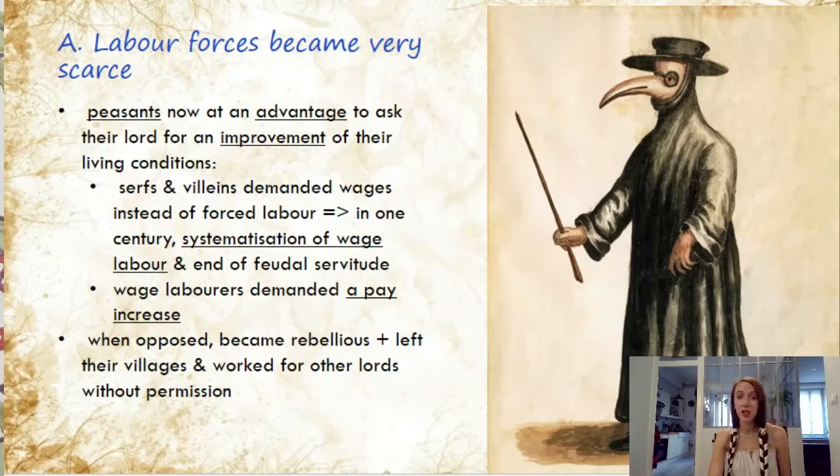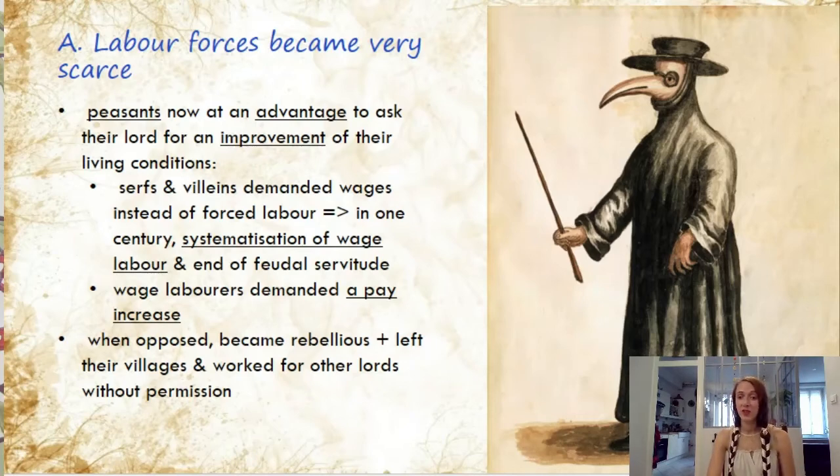In one century, there was the systematization of wage labor and of feudal servitude. Wage laborers demanded a pay increase. So those who didn't get any wages, ceux qui n'avaient pas de salaire, ont demandé à avoir un salaire. Et ceux qui avaient un salaire, les 25% dont on a parlé tout à l'heure à peu près, on demandait à avoir une augmentation de salaire.